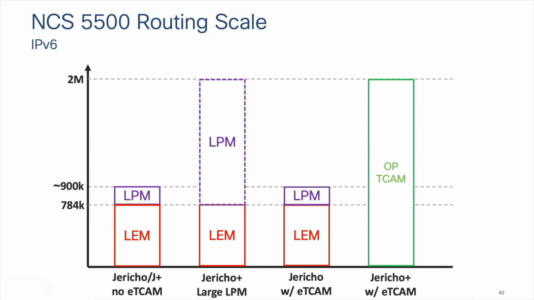Then, you may think that Jericho Plus with large LPM is the same scale as Jericho Plus with eTCAM, but it's not entirely true. It will be the case if the routes were perfectly balanced to occupy both LPM and LEM completely in the first case, while they will be all stored in eTCAM in the second one. Also, keep in mind that internet size for IPv6 is fairly small today, around 80,000 routes, so it's difficult to make projection of growth to millions. That's why we have this dotted box here.